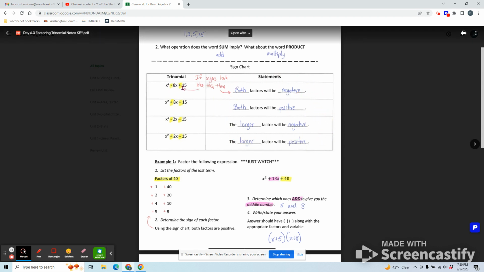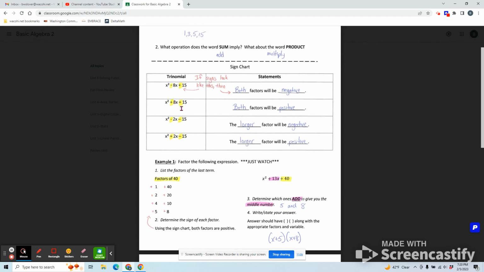If it goes minus plus, both factors will be negative. If it goes plus plus, both factors will be positive. If it goes minus minus, the larger factor will be negative, which means the smaller factor is positive. And then the plus minus says the larger factor will be positive, which means the smaller one is negative.